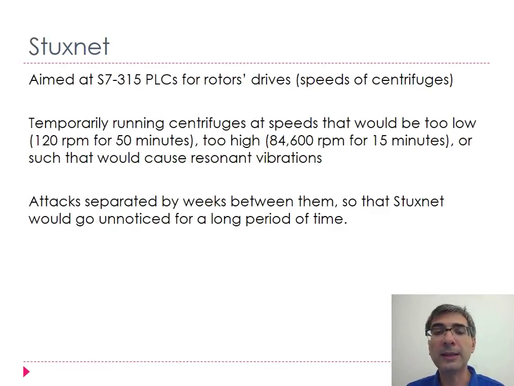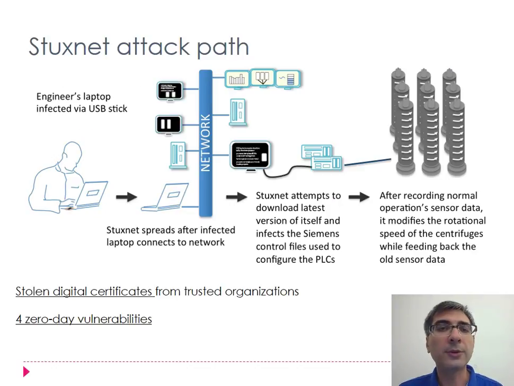The attacks were separated by weeks, so that it would be very difficult for Stuxnet to be noticed. It is believed that Stuxnet was in operation for a very long period of time. The actual attack path most likely was an infected engineer's laptop, perhaps via a USB stick. Note that it is highly unlikely that Stuxnet affected the nuclear facility over the internet. Nuclear facilities do not tend to have such lax security that a piece of malware from the internet would end up in the centrifuges.